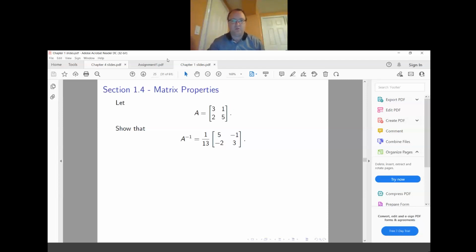So we have a matrix. We want to show that A inverse is equal to this right here. How do we show that? And again, part of today's class is we're going to develop a method for finding the inverse, but we're not there just yet. So how do we show that something is an inverse of another matrix? What does it mean to be the inverse?